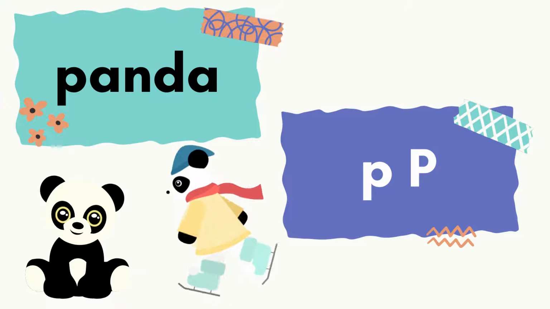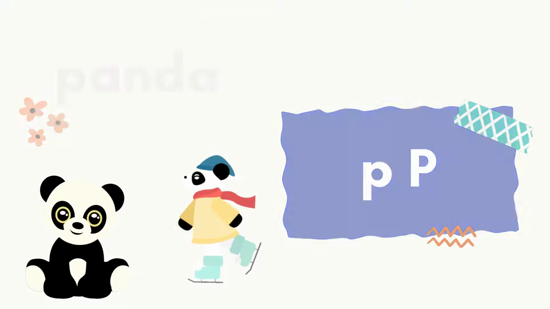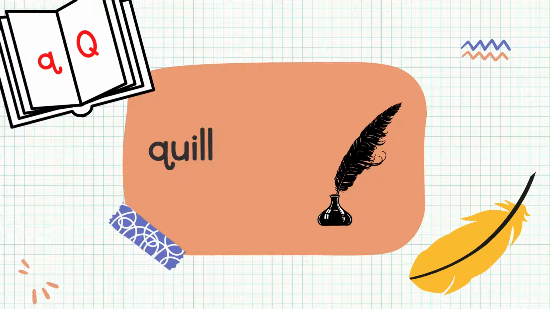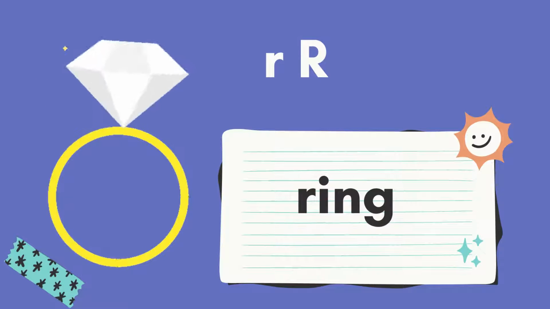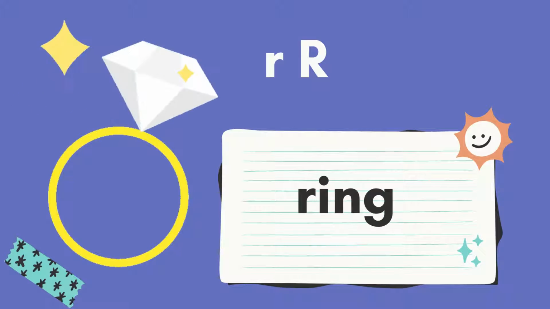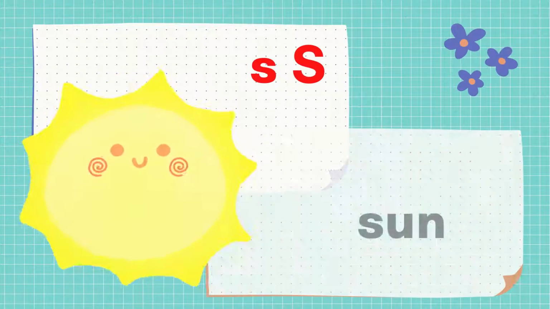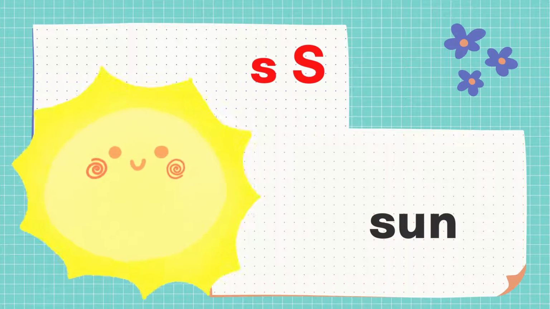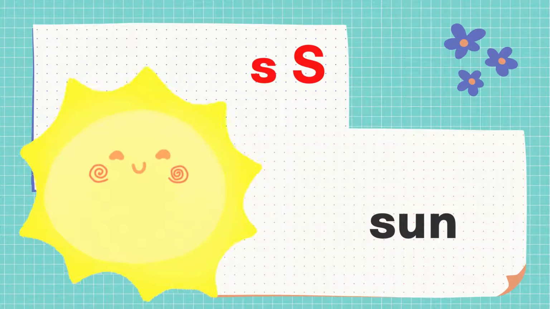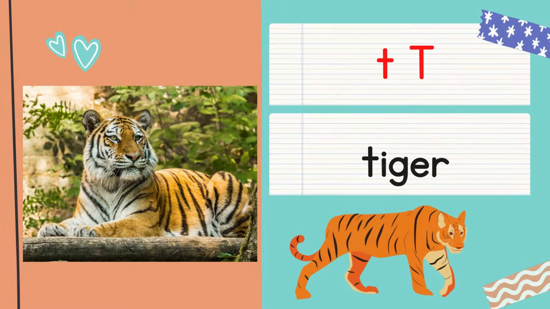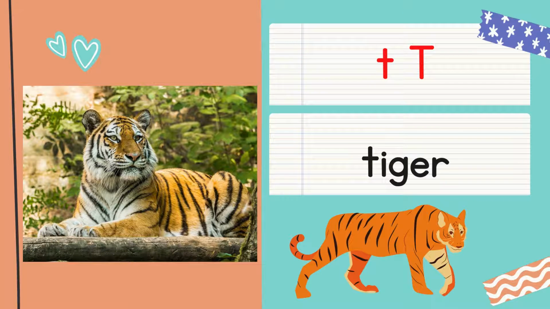P, panda. P, panda. Q, quill. Q, quill. R, ring. R, ring. S, sun. S, sun. T, tiger. T, tiger. Make a tiger sound. Roar.